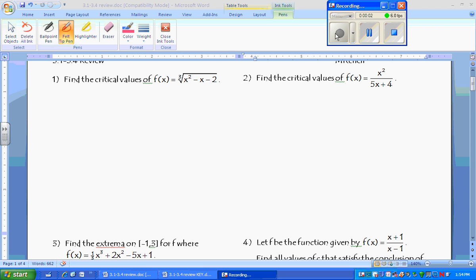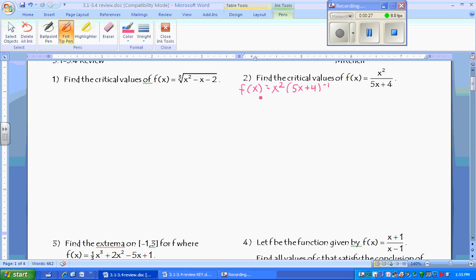To figure out the critical values, you first have to take the derivative. And to take the derivative, you have to first take 5x plus 4 and move it up to the top, because that way it's just easier. So you go f of x equals x squared times 5x plus 4, negative 1.